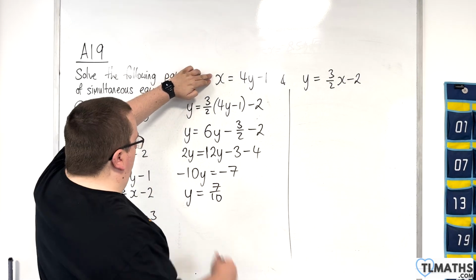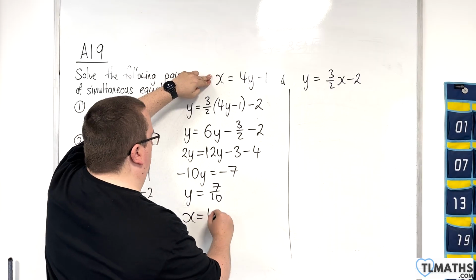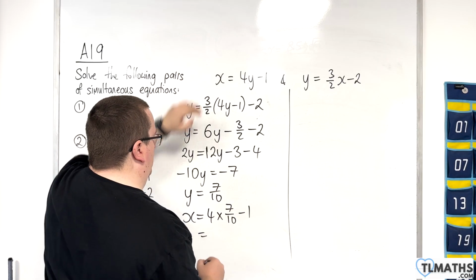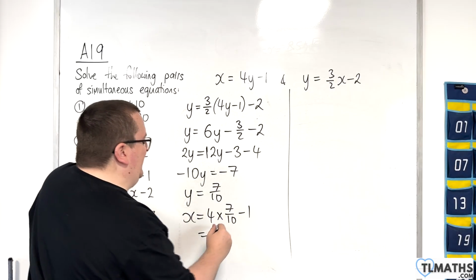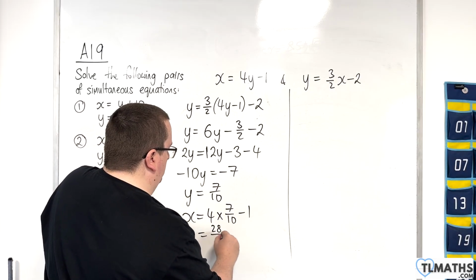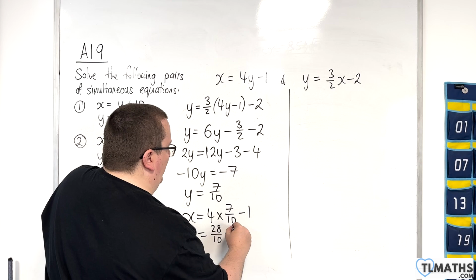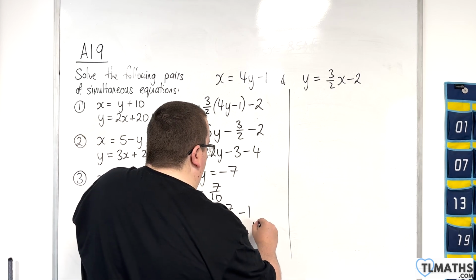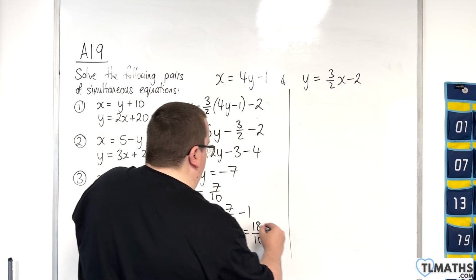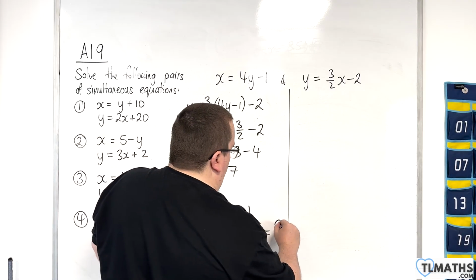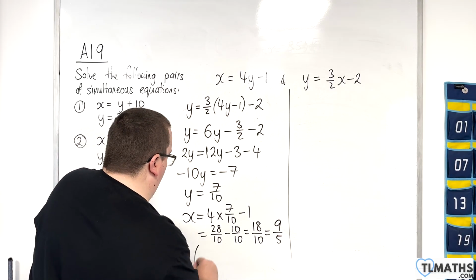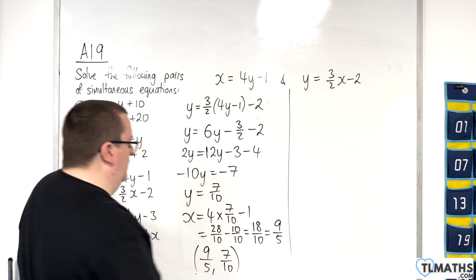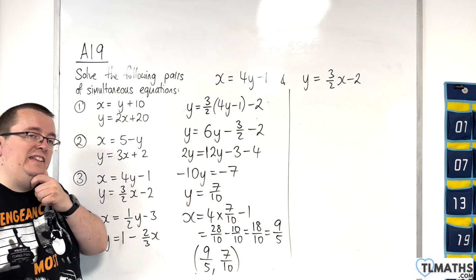So use that equation, x equals 4 lots of 7/10, take away 1. So that's 28/10, take away 10/10, which is 18/10. Divide top and bottom by 2, 9/5. So we're going to get 9/5, 7/10 as the point where the two lines intersect.